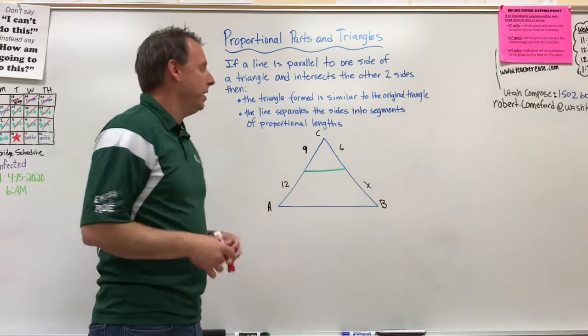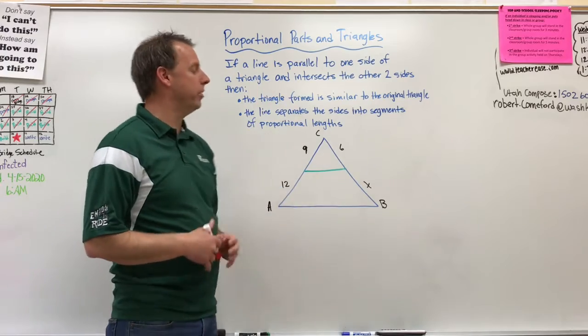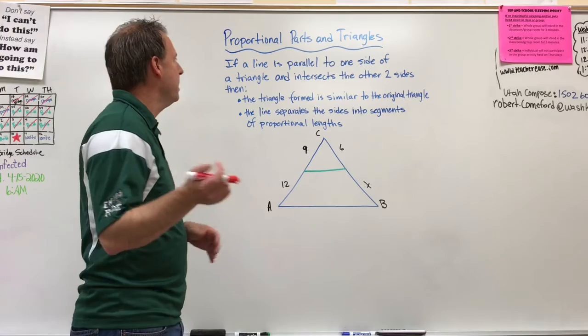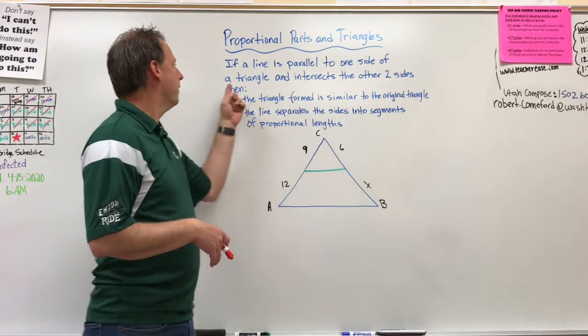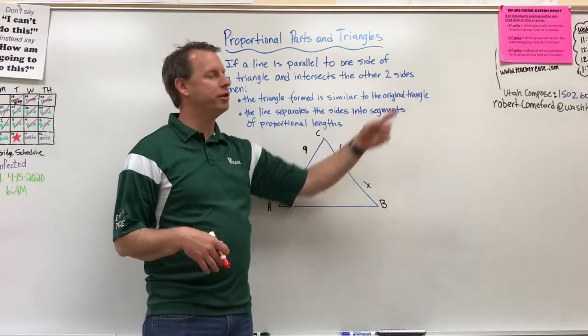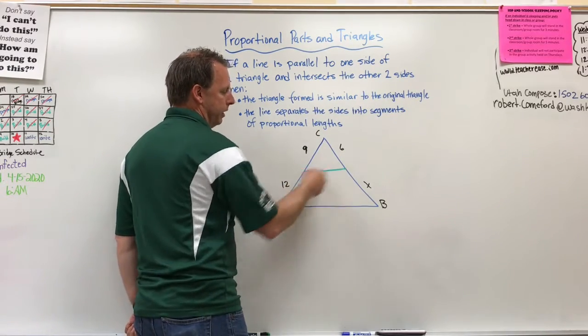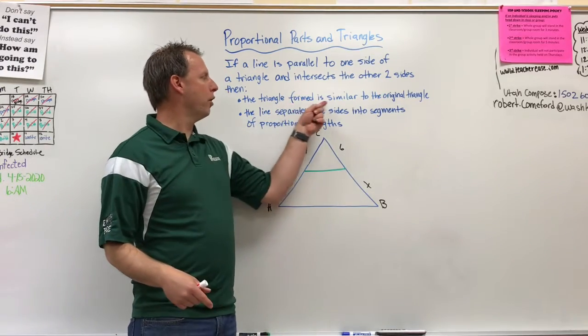Hey guys, today we are going to be working with some more shapes, specifically triangles and more proportions, solving for missing stuff again. So here's kind of the deal. If a line is parallel to one side of a triangle and intersects the other two sides, so like this green guy here, parallel to the bottom here, intersects the other two sides, then the triangle formed is similar to the original triangle.